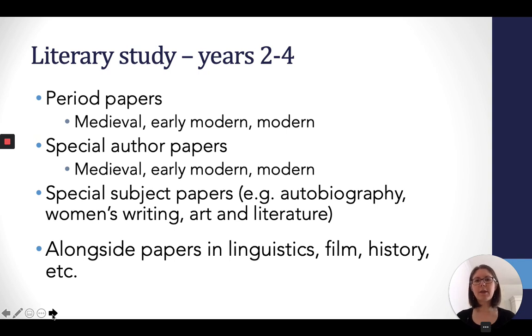In the final year, we also offer what we call special subject papers, and these are more topic-based or thematic papers that allow you to explore topics such as autobiography in modern French literature, or women's writing in early modern Spain, or the connections between art and literature, for example. And all of these are topics and papers that can be taken alongside papers in linguistics, film, history, etc.